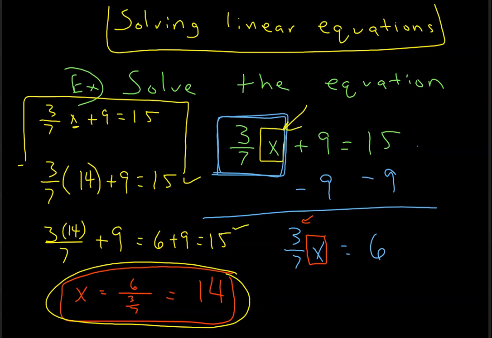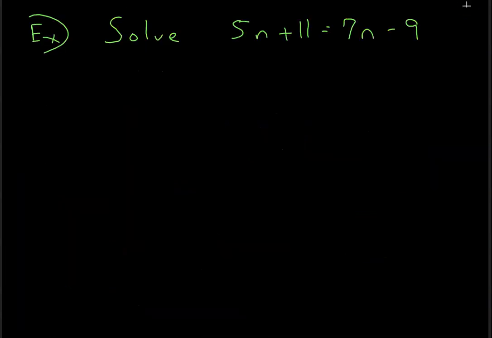Let's do another problem. I will copy all this as a note. I'm about to erase the screen. All right, here's a new equation to solve. It says 5n plus 11 equals 7n subtract 9.